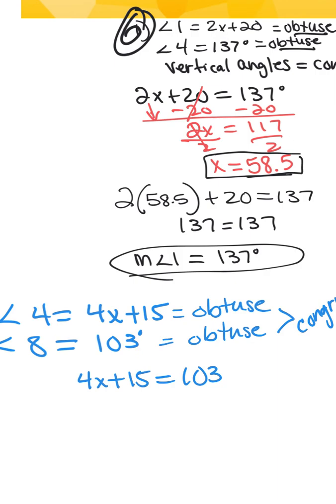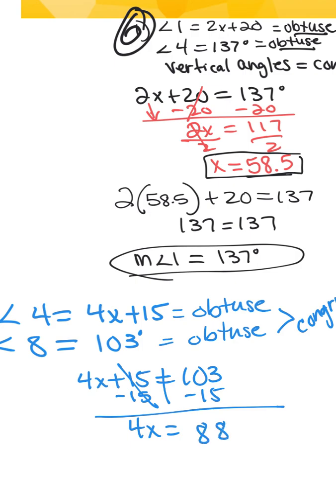So again, I'm going to solve for x. So I'm going to take 15 away on each side. And it's going to be 4x equals 88. Let me check my calculator to be sure. 103 minus 15 is 88. So now I'm going to divide by 4 on each side. 22. So x is 22.